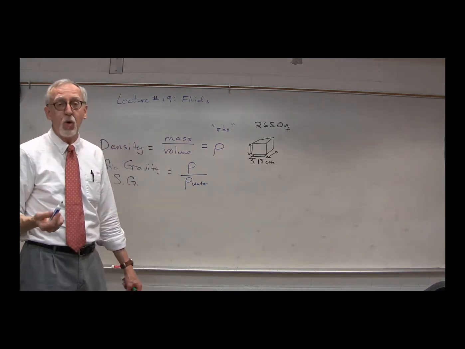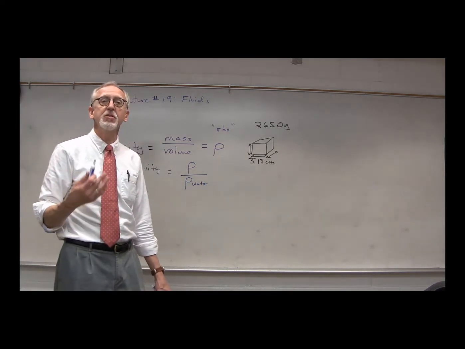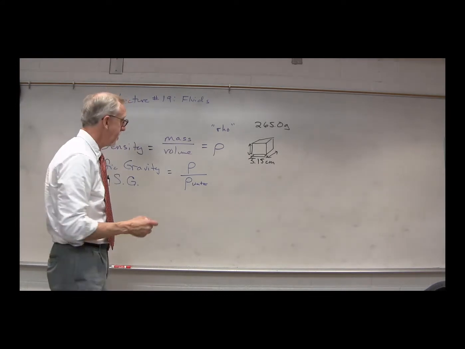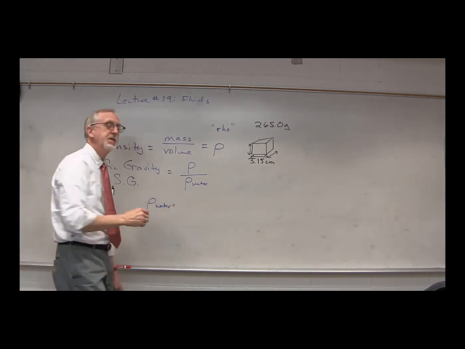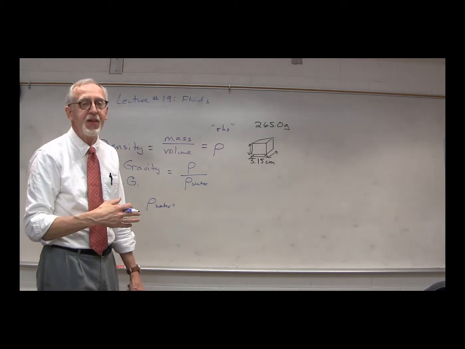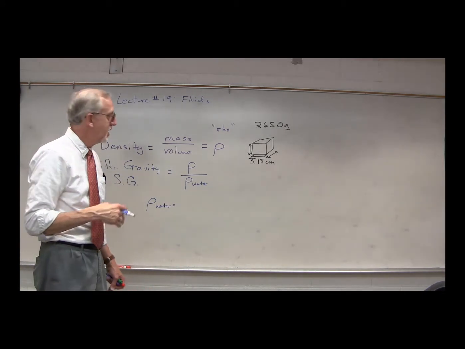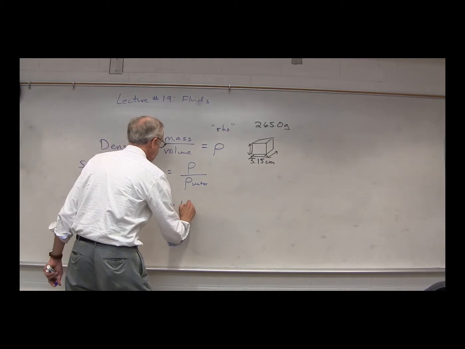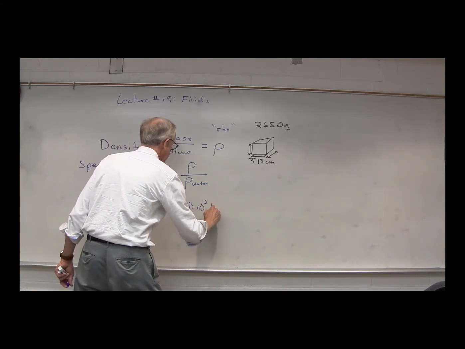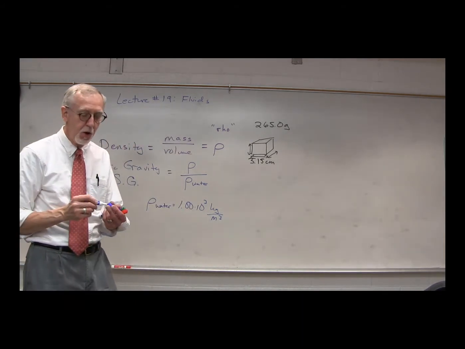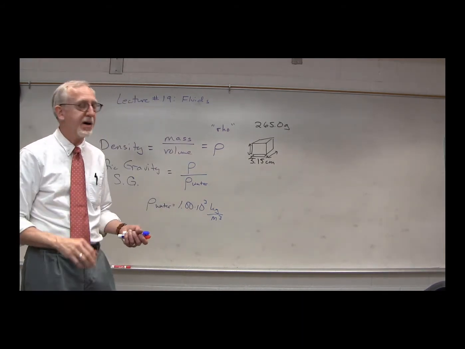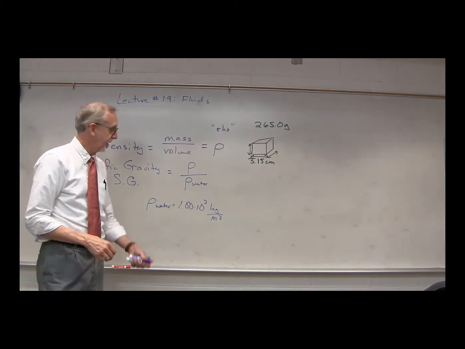Now, the density of water is something that we're going to be using a lot, so this is a quantity that I do expect you to remember. The density of water is 1,000 kilograms per cubic meter. To 3 sig figs, 1.00 times 10 to the 3 kilograms per cubic meter. You can just think of it as 1,000, but remember that 1,000 is accurate to 3 sig figs.